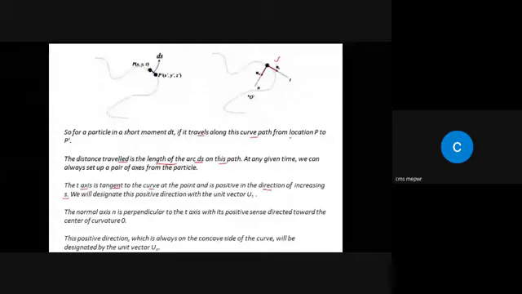Similarly, the n-axis will be perpendicular to t, and it will be positive if it is directed toward the center of curvature. For example, if we have this arc and the n-axis is directed toward the center of curvature, then we will consider that n as positive. And the unit vector along the n-axis is given by un, right? In other words, we can say that the positive direction of the n-axis is always to the concave side of the curve. Is it clear? And the direction is represented by un, which is the unit vector along the n-axis.